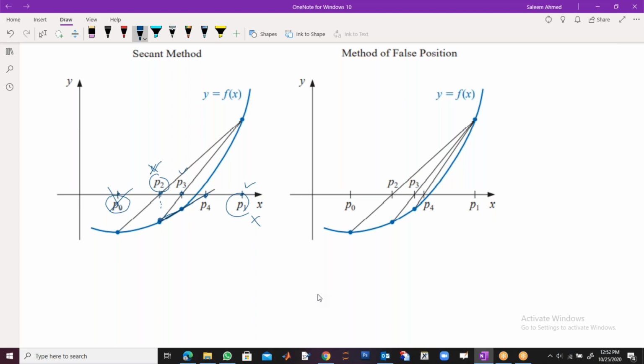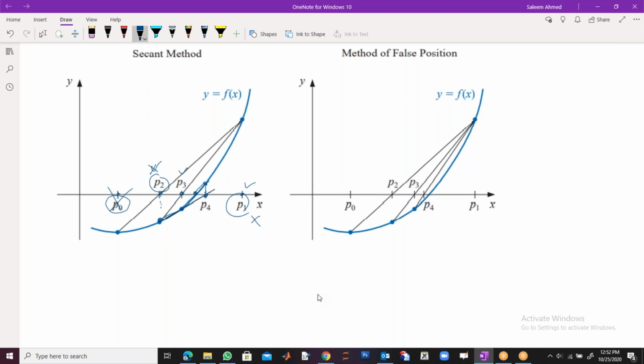So from P3 and P4, P4 is here, right? This is P3. Again, draw a secant line. So your P5 is almost at the root. So this is what you are getting. This is the secant method.